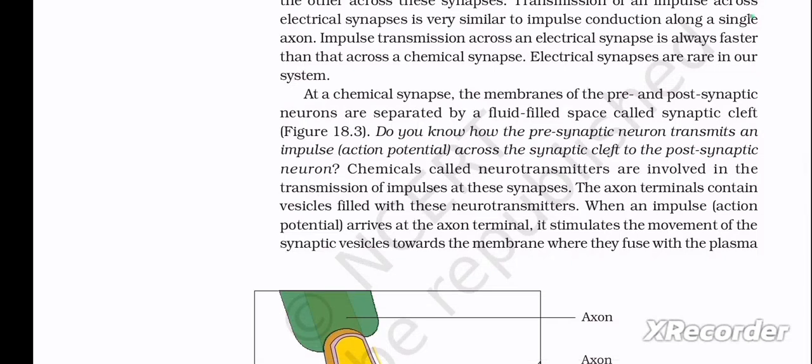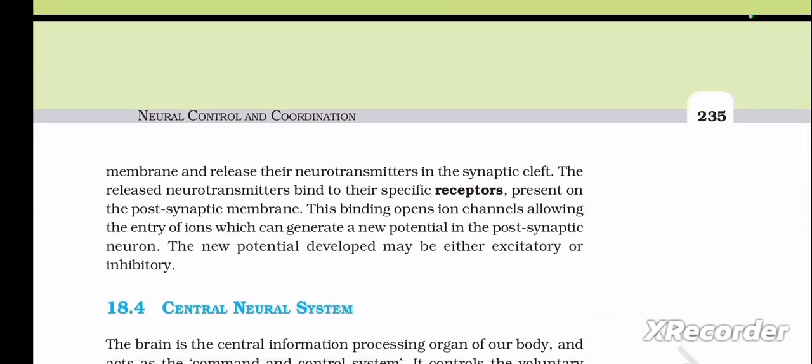At a chemical synapse, the membranes of the pre- and postsynaptic neurons are separated by a fluid-filled space called the synaptic cleft, figure 18.3. Do you know how the presynaptic neuron transmits an impulse? Chemicals called neurotransmitters are involved in the transmission of impulses at these synapses. The axon terminals contain vesicles filled with these neurotransmitters. When an impulse, that is, an action potential, arrives at the axon terminal, it stimulates the movement of the synaptic vesicles towards the membrane, where they fuse with the plasma membrane and release their neurotransmitters in the synaptic cleft.